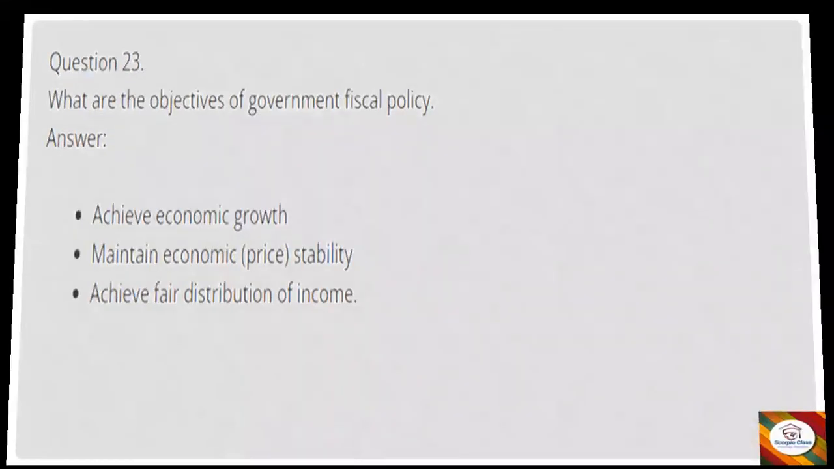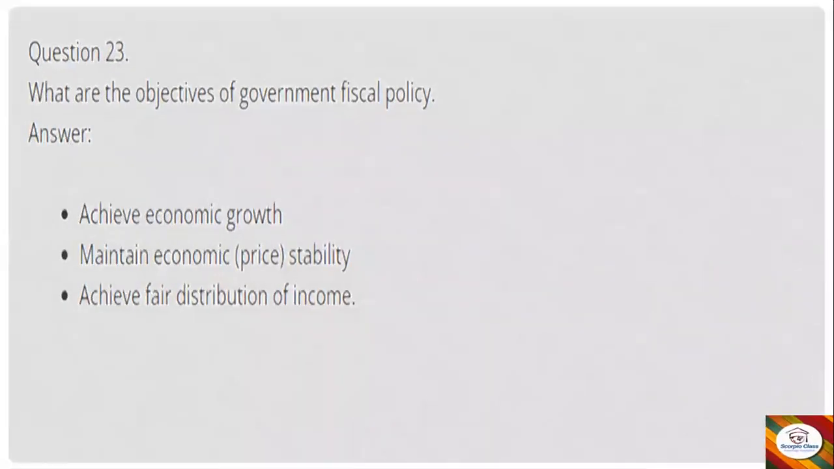Next, question number 23. What are the objectives of government fiscal policy? Answer: the objectives are to achieve economic growth, to maintain economic or price stability, to achieve fair distribution of income.